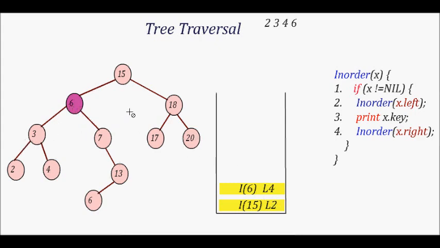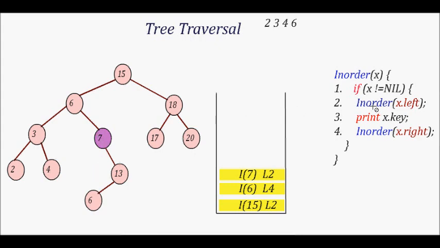I am at 6, line 4. Now I need to execute, but before that I will execute line 3 and print 6. Okay, so 6 is printed here, if you can see, and now execute line 4, which will call in order with node 7. Okay, so node 7 now becomes colorful, it says that now I am going to execute node 7.